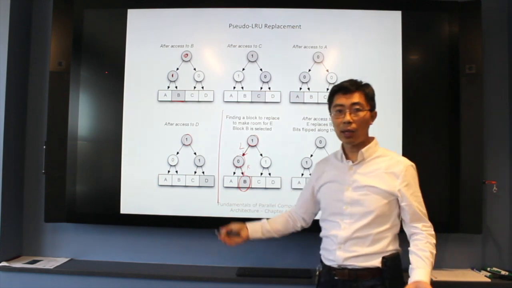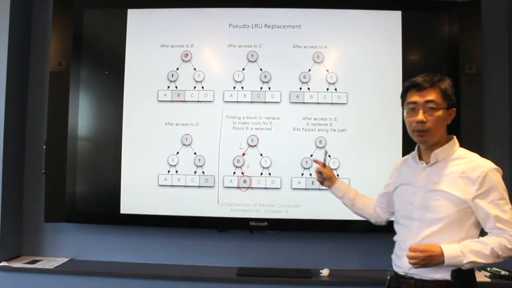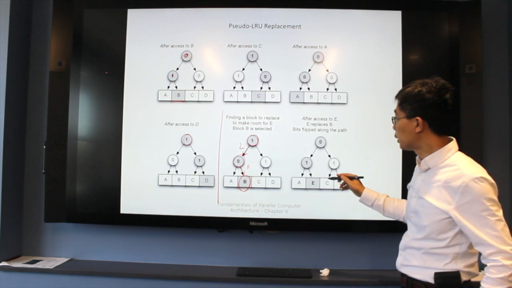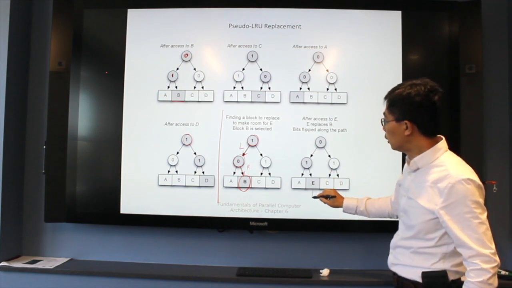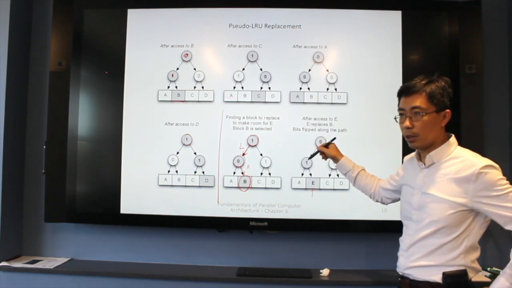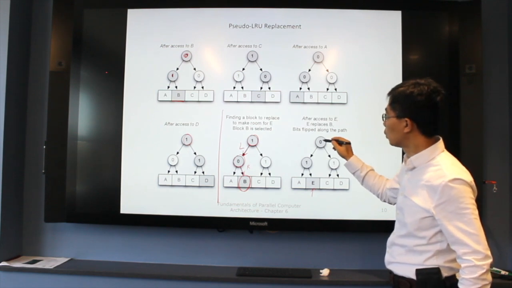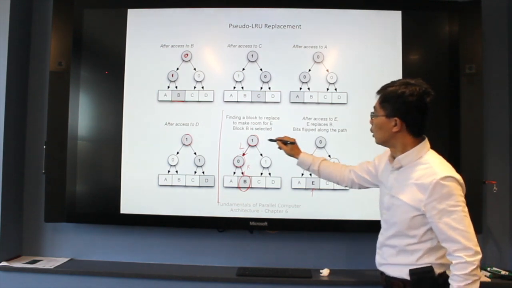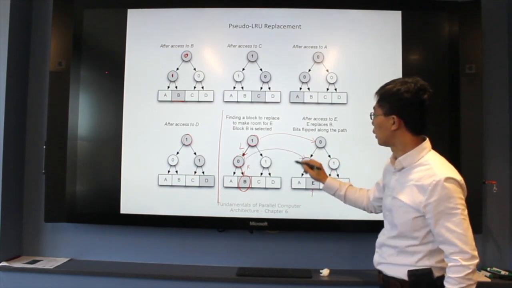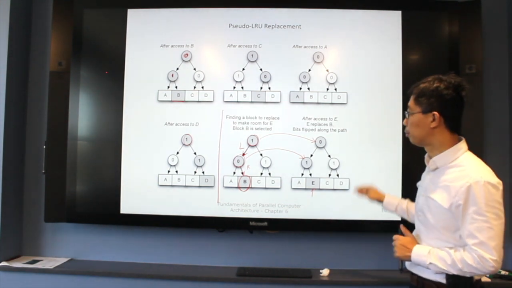Notice that this is the same outcome as if we used LRU, but not always. In many cases they produce the same outcome, but not always. So E is placed where B was, and then as you traverse the bits from root to leaf, you flip them. This used to be 1, we flip it to 0. This used to be 0, it flipped to 1. So essentially we refresh the pseudo-LRU bits.